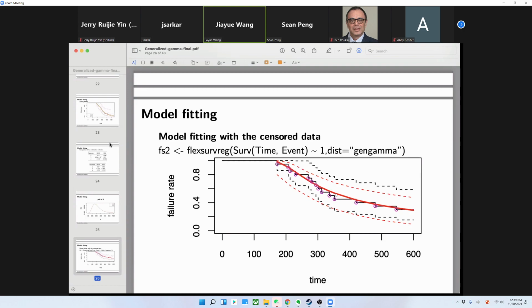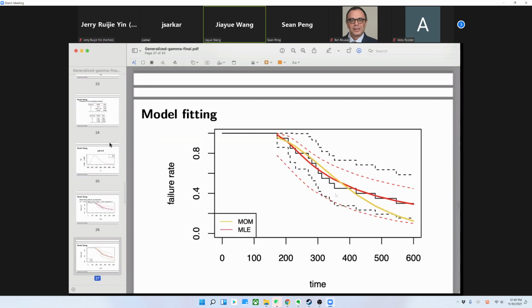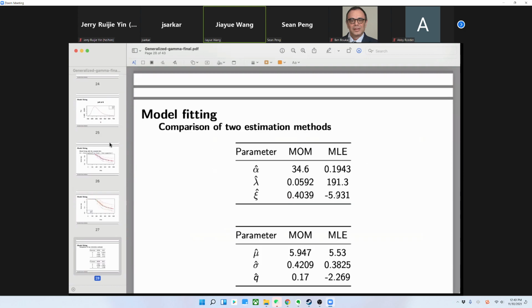And then next, we do the model fitting with the censored data. And in this function, they have already calculated for the censored data when using the MLE method. And they fitted really well. Then we also do the model fitting with moment estimation, but without any censored method. So we can say that it did not fit well. And in here is the value for the two methods, although the moment estimation didn't consider the censored data.